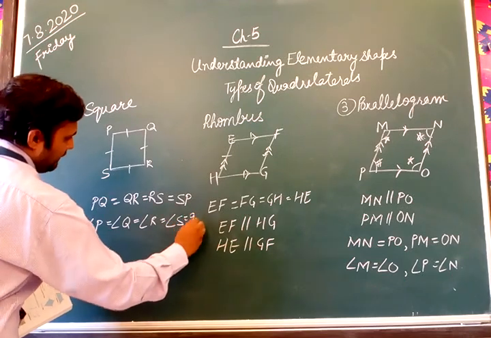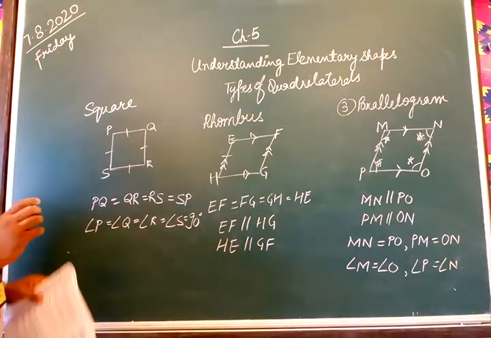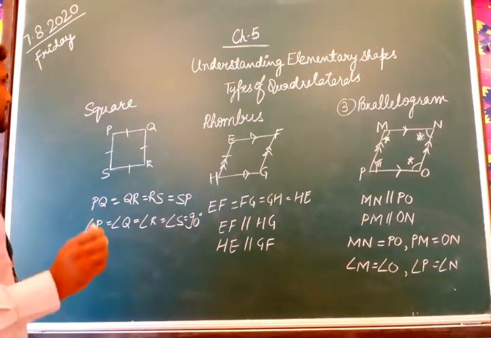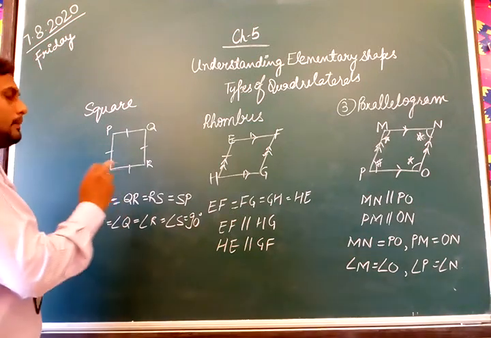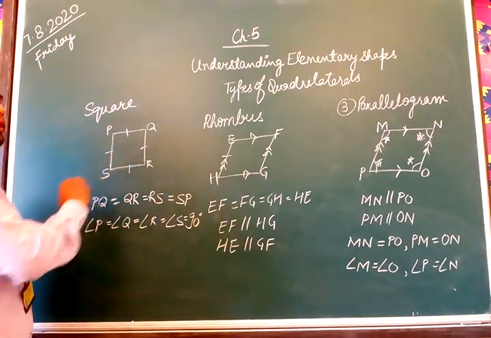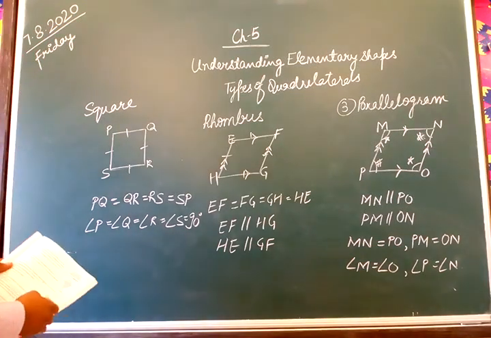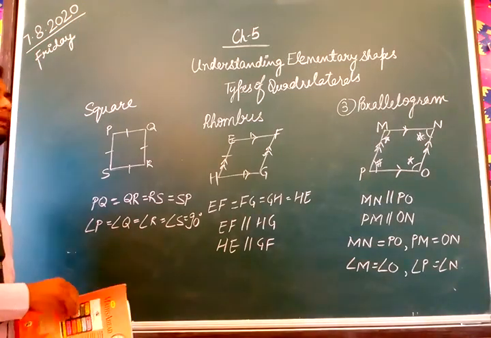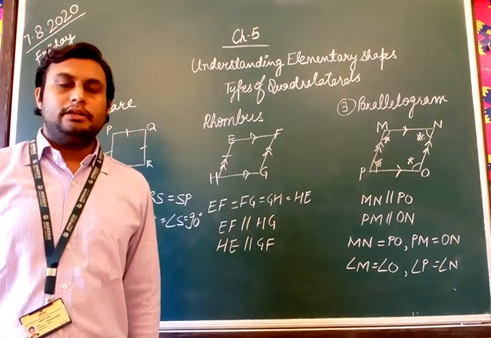All these are 90 degrees. The only slight change between a rectangle and a square is that in a rectangle opposite sides are equal, and in a square all the sides are equal. So we can say that PQRS is a square. In this way we have discussed the types of quadrilateral. Thank you students.